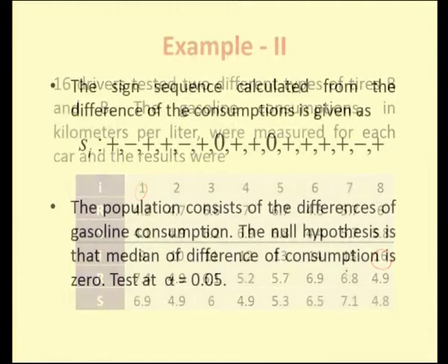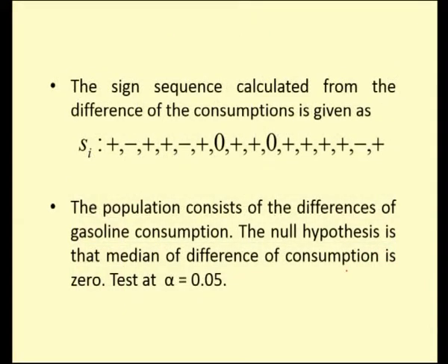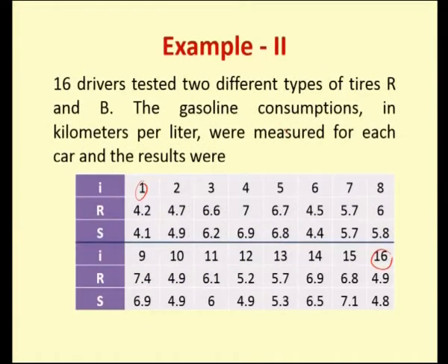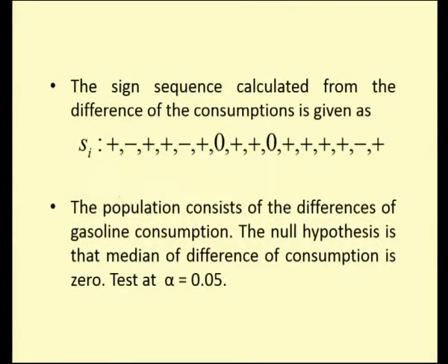So here you are also given the sign values. So sign sequence calculated from the difference of consumption is given. You can check these consumptions also, namely 4.2 and 4.1, if you take the difference, it is going to be a positive difference. Here if you take, it is a negative difference. See here, positive and negative.